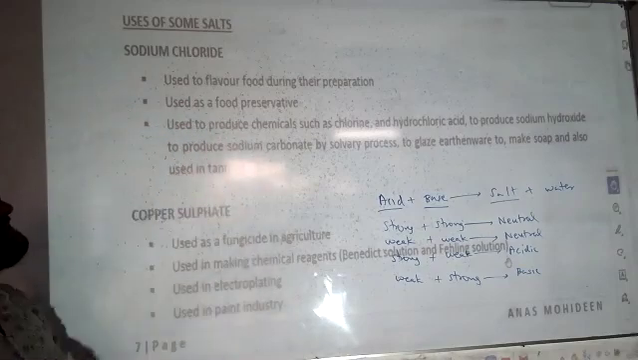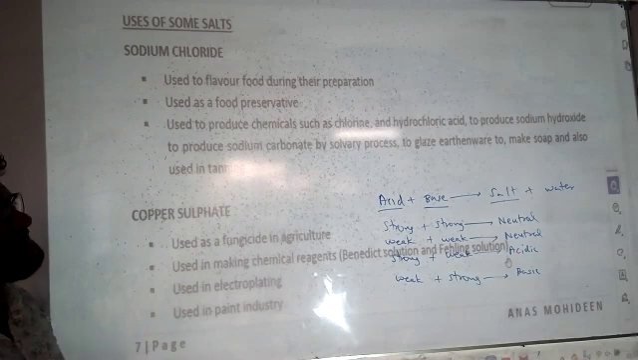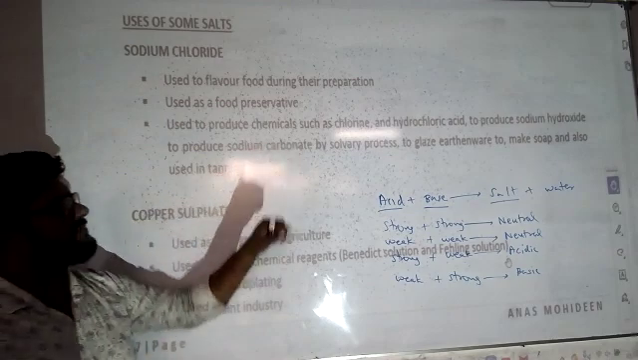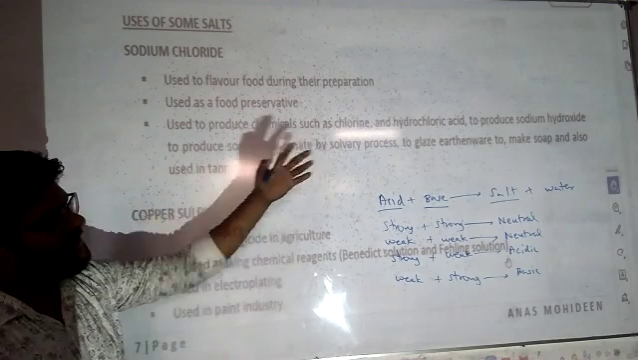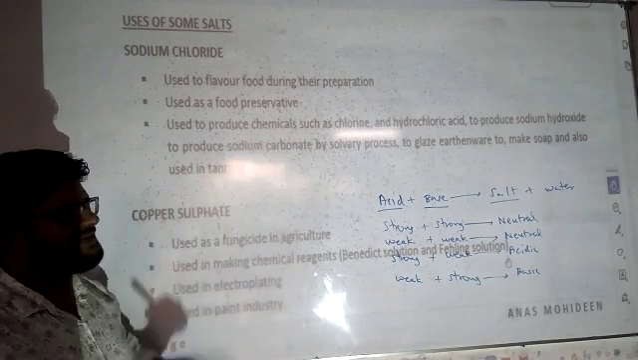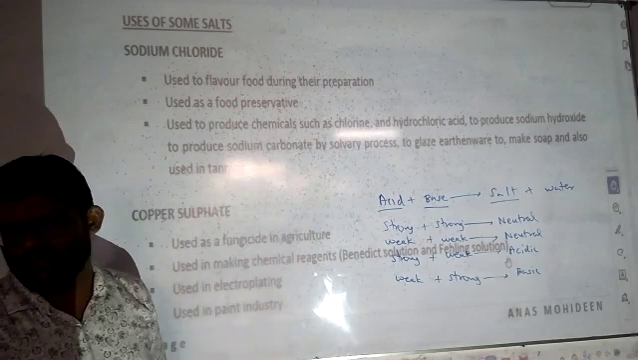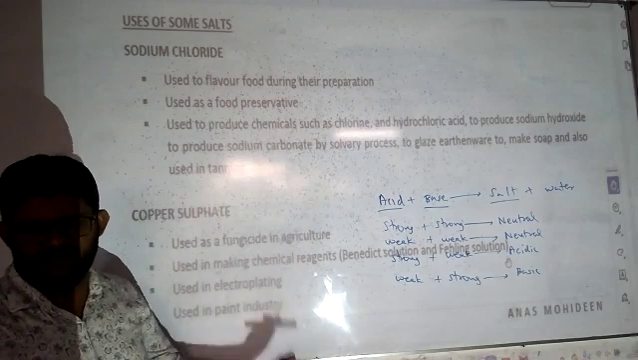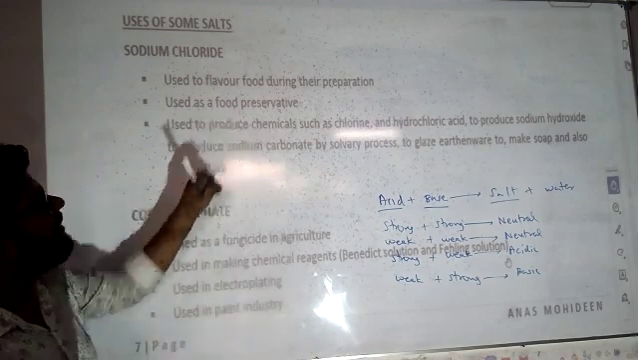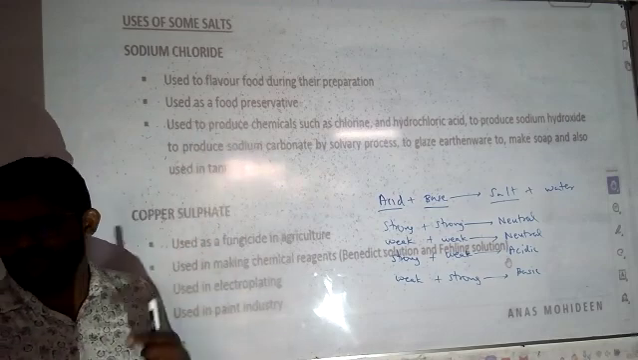It is used to produce chemicals such as chlorine, hydrochloric acid, sodium hydroxide, and sodium carbonate by the solvay process, to glaze earthenware, to make soap, and in tanning. So several uses are given. In all these things we are using sodium chloride. Basically, we use it in preparing meals and as a food preservative.